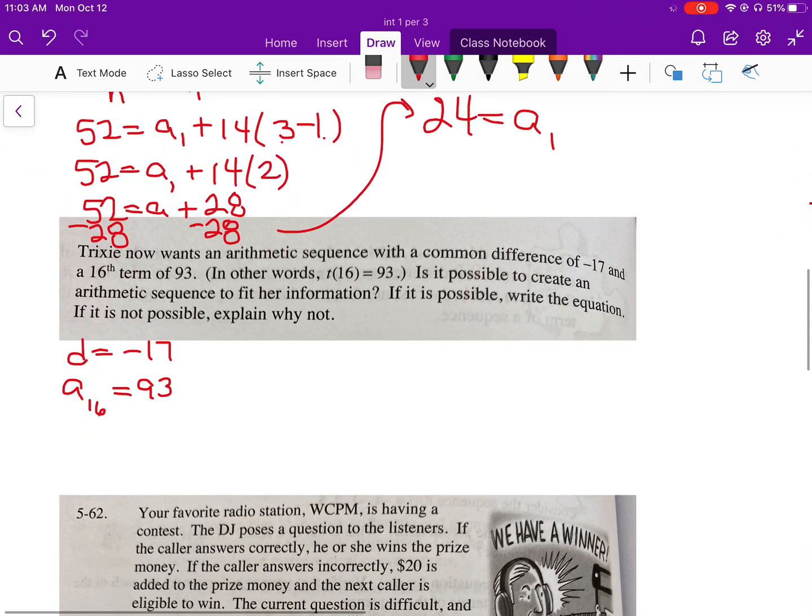So is it possible to make a sequence like this? If it is, let's write the equation. If it's not, explain why not. Okay. So how would we know if it works or if it doesn't work?